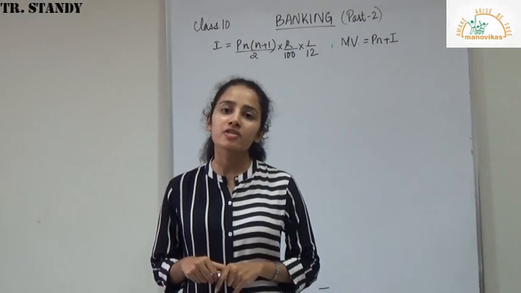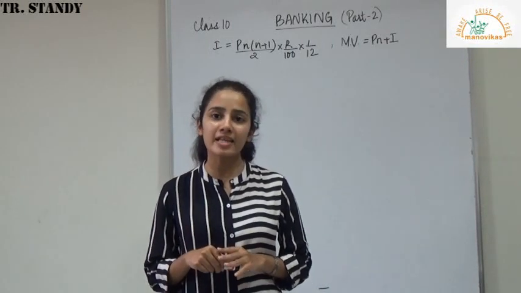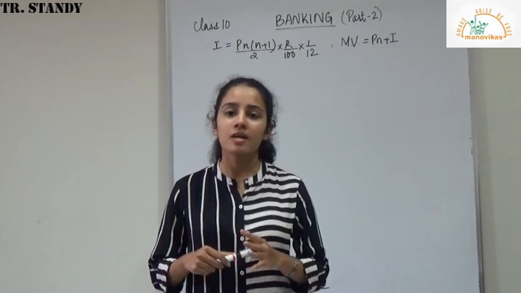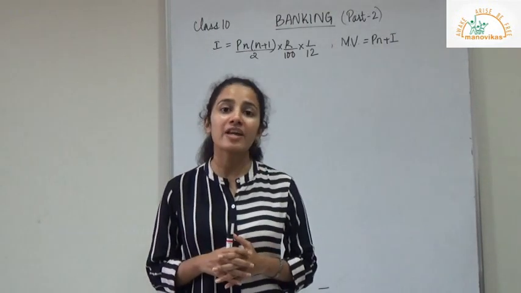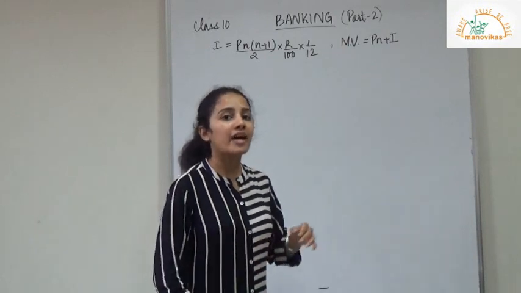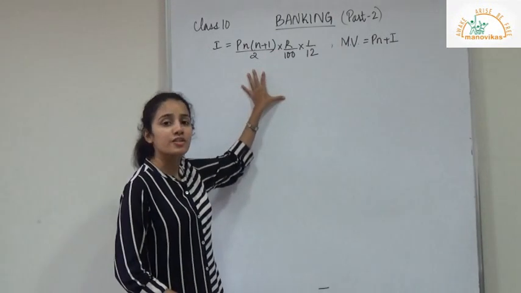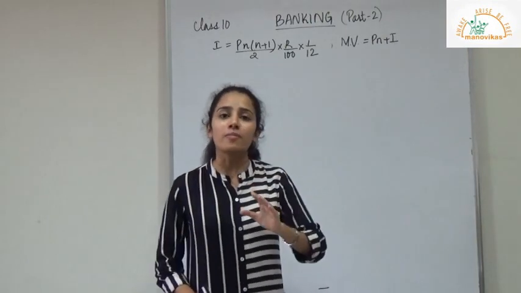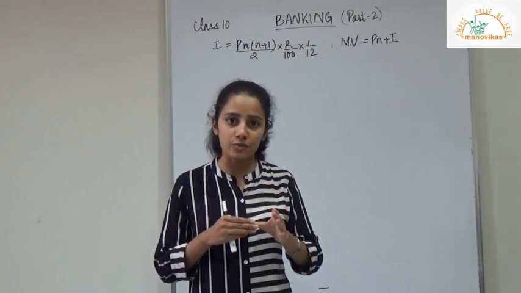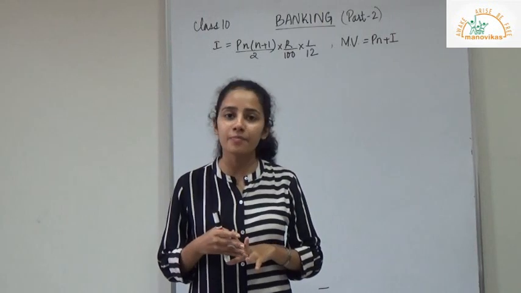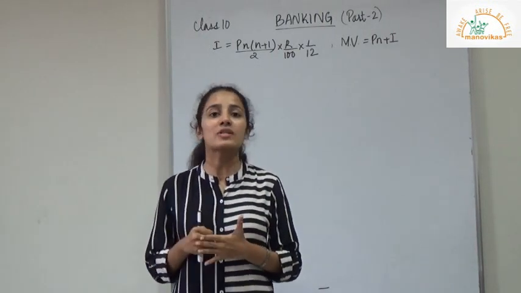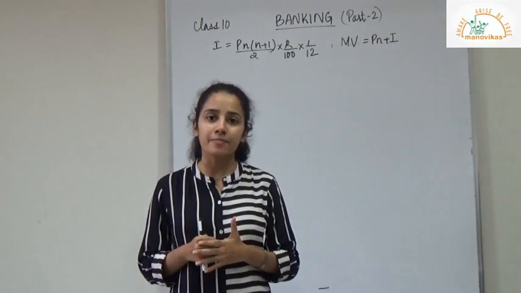This video is the continuation of the previous video on banking for class 10. In the previous video, we had started with recurring deposits account, wherein we learned two formulas, that was on calculating the interest and the maturity value. And based on these two formulas, we learned how to calculate the interest, maturity value and the principal. In today's video though, we will be learning how to calculate the rate of interest and the time period.